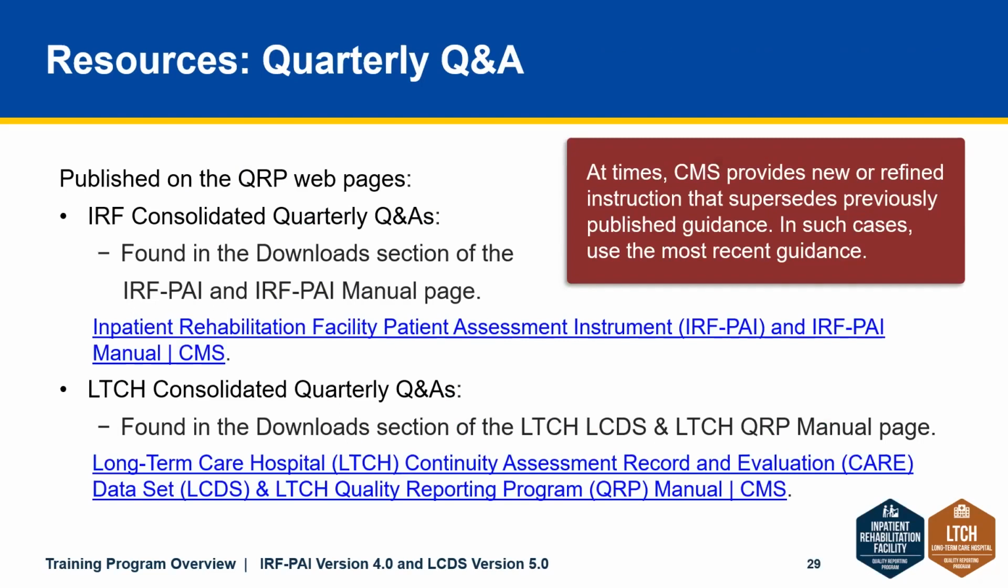Beyond this presentation, another helpful resource to you is your setting-specific Q&A that is released quarterly. This is a very important resource to access and ensures that you have the most current information. The quarterly Q&As are located in the download section on the QRP manual page for your setting, and links are also provided on this slide.